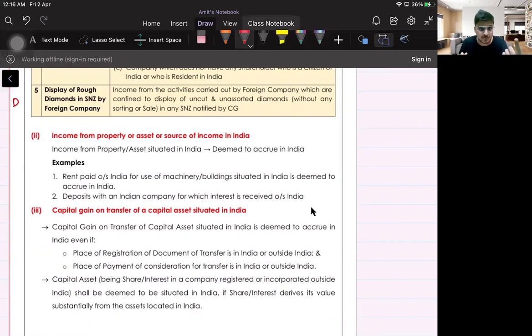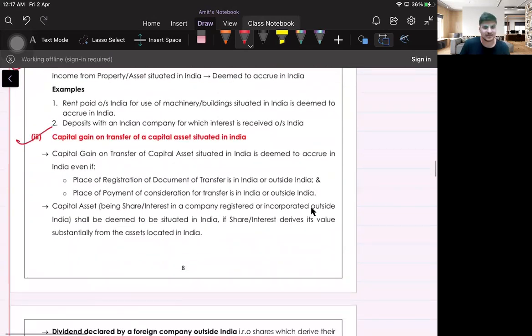That asset can be your house property, or that asset can be your fixed deposit. A non-resident comes into India, goes to Kotak Bank, and opens a fixed deposit. After opening the fixed deposit, interest will be generated. So even though that interest is received outside India in his bank account outside India, still whatever income he is generating from the fixed deposit, that is an asset located in India, and in that case that income will be considered as income deemed to accrue in India. This is your second point.